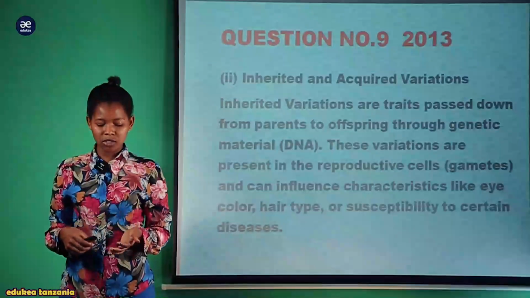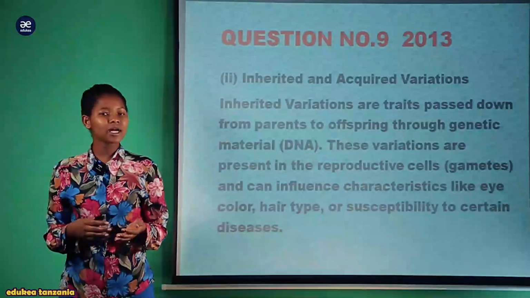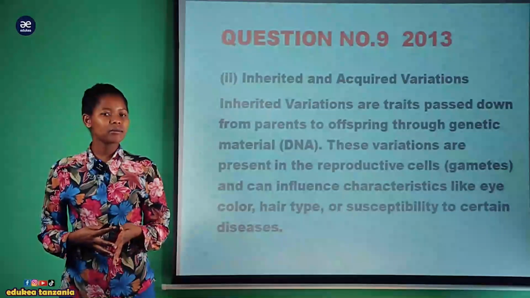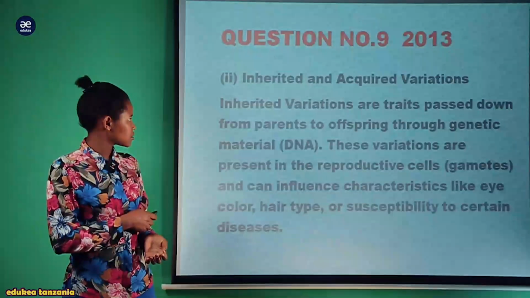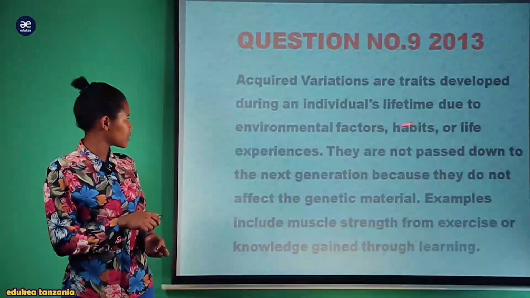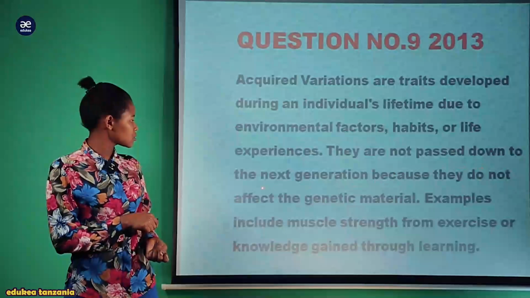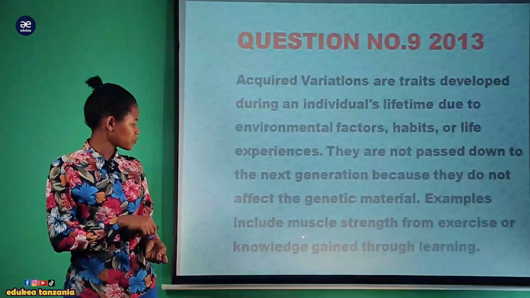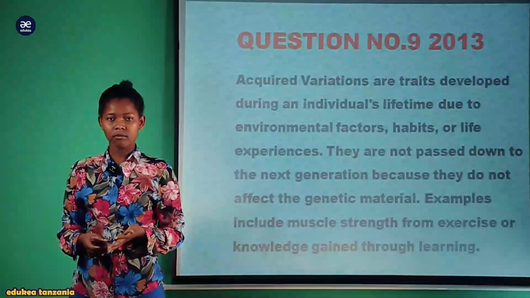Ni zile variation ama traits ambazo zinaweza kurithishwa kutoka kizazi kimoja hadi kingine, na zinaweza zikacarry hereditary diseases, mutations na kadhalika. This is all about inherited variations. Lakini acquired variations are traits developed during an individual's lifetime due to environmental factors, habits, or life experience. They are not passed down to the next generation because they do not affect the genetic material. Example, including muscle strength from exercise or knowledge gained through learning.